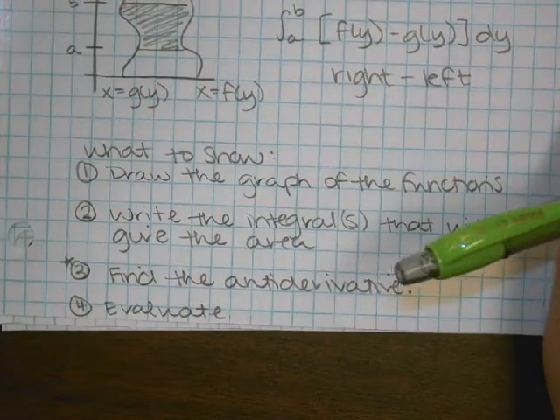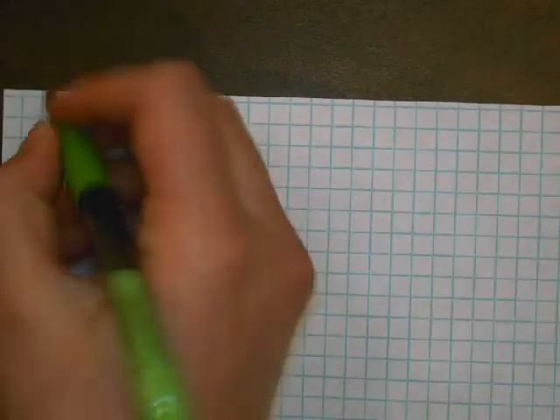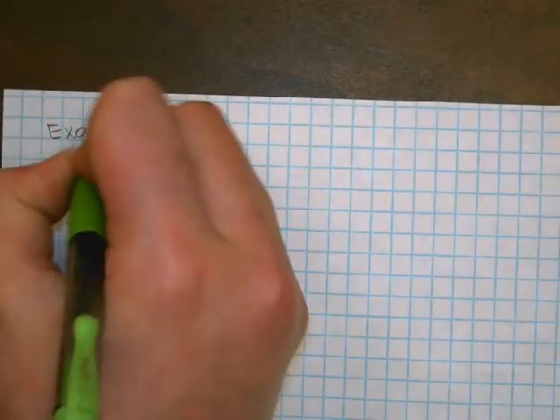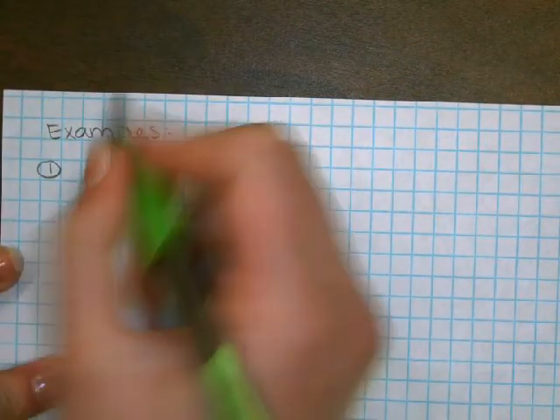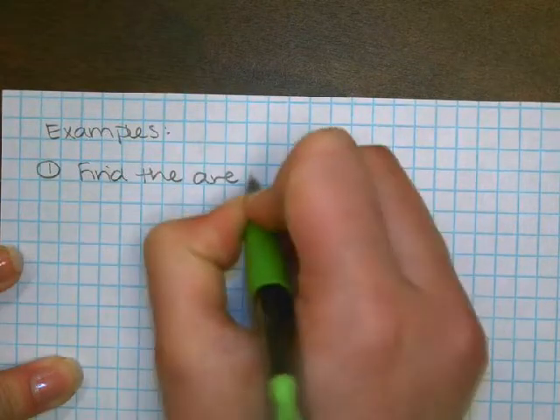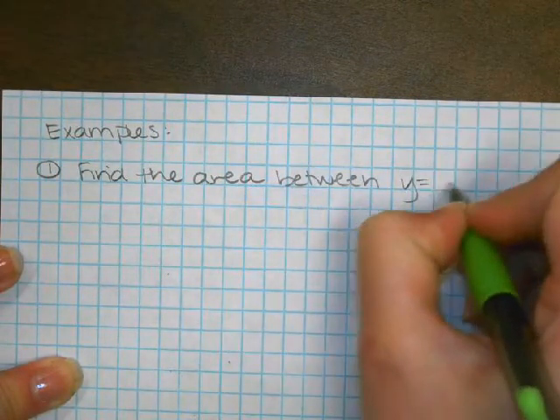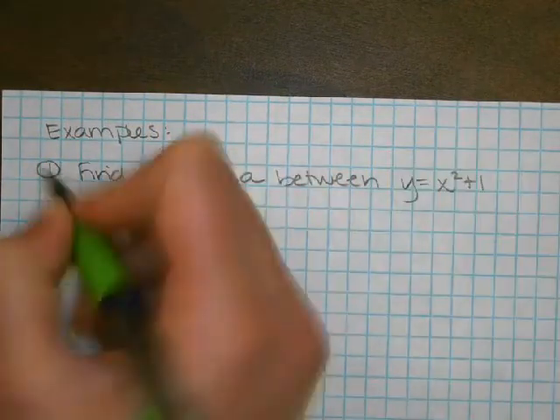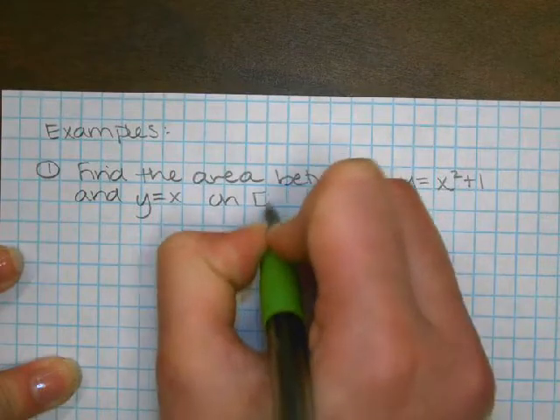Okay, so we're going to go ahead and do some example problems just to make sure that we can handle these okay. So for example, we're going to find the area between y equals x squared plus 1 and y equals x, on the interval from 0 to 1.